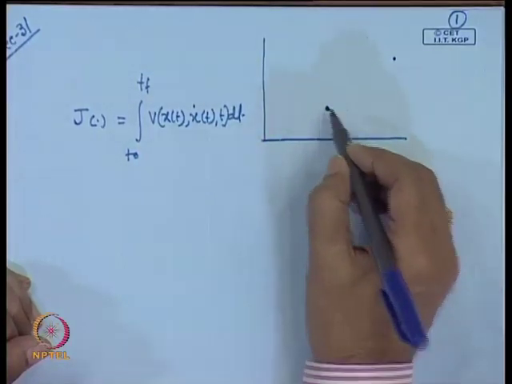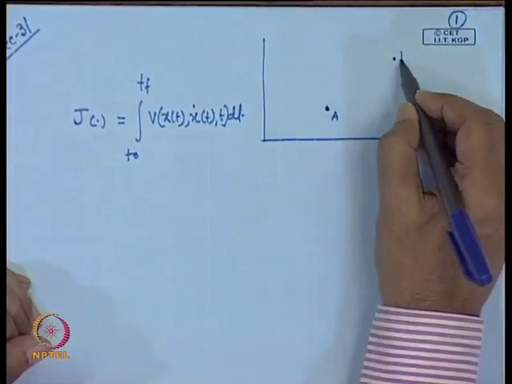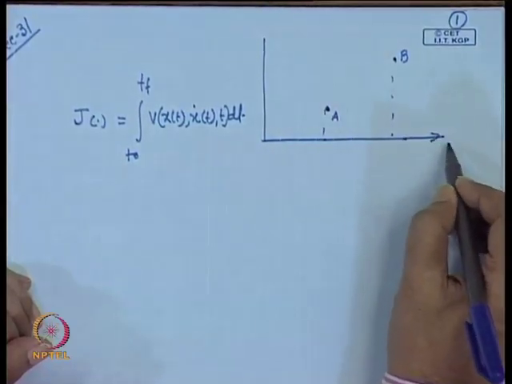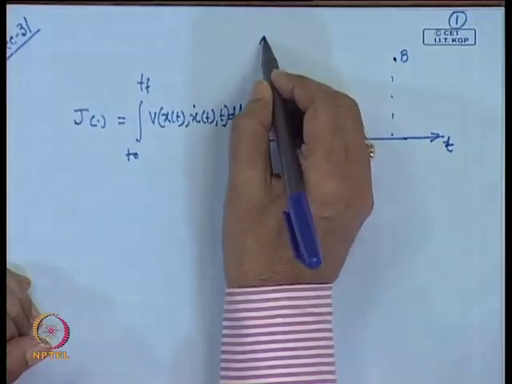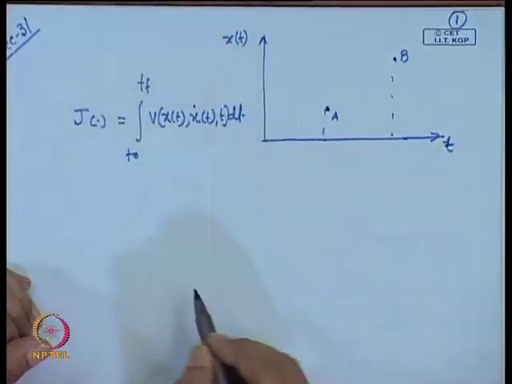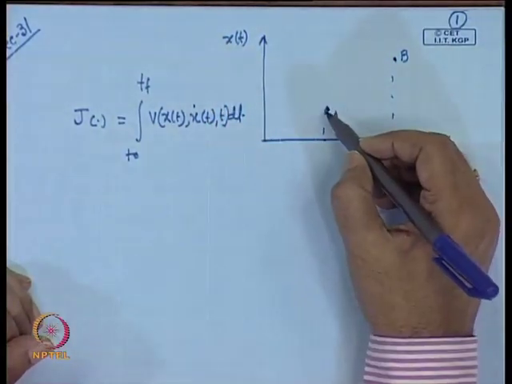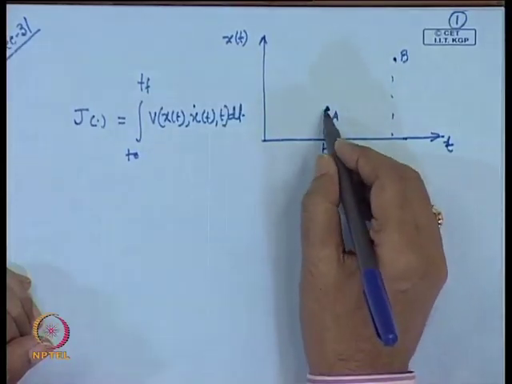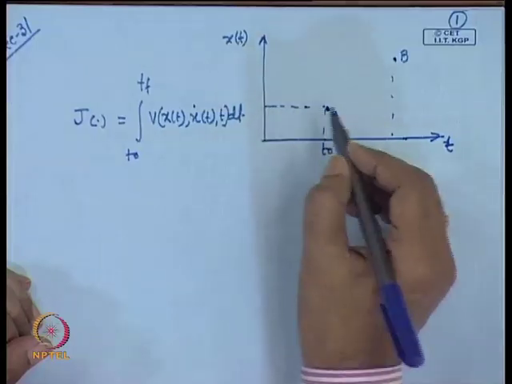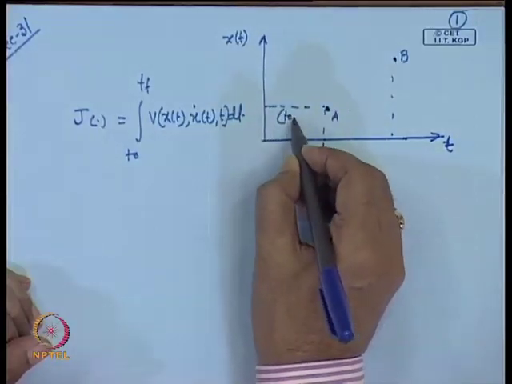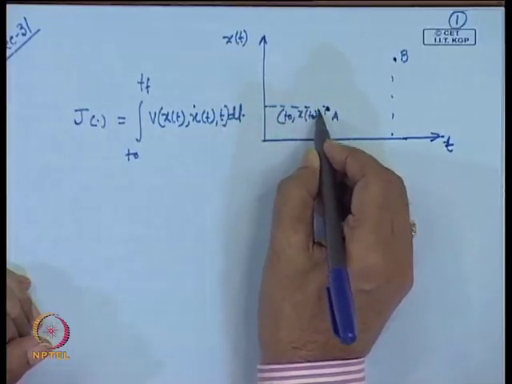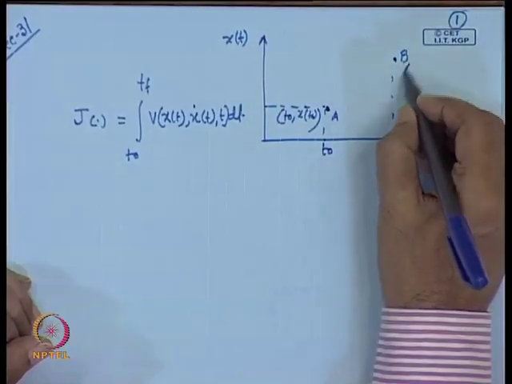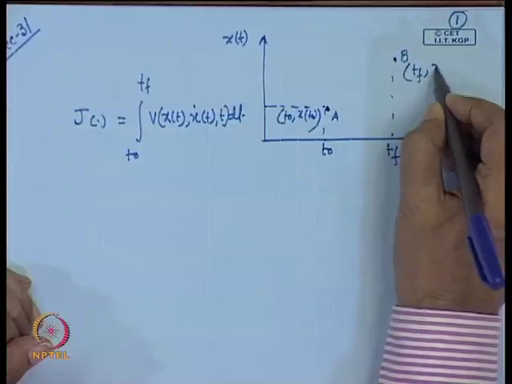So, point A is fixed, point B is fixed, and this axis is t and this is x of t. Both A and B are fixed. At time t equal to t0, the point A has coordinates t0, x of t0. And at time t equal to tf, this coordinate is tf, x of tf.